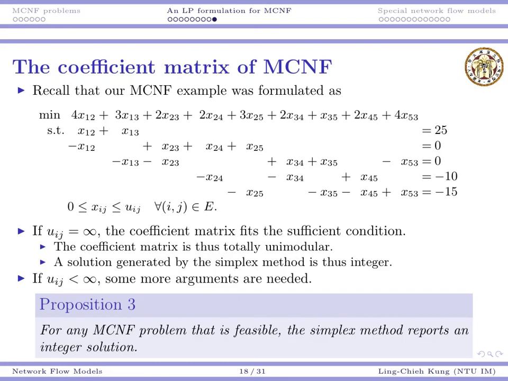Okay, so by combining all of them, we get proposition 3. For any MCNF problem that is feasible, the simplex method is going to report an integer solution. Okay, here we are assuming that this MCNF problem is formulated as a linear program. Then the simplex method solves it and reports an integer solution. If an MCNF problem is formulated as an integer program, then the simplex method solves the linear relaxation and reports an integer solution. Okay, so MCNF problems are useful because they can be solved easily.